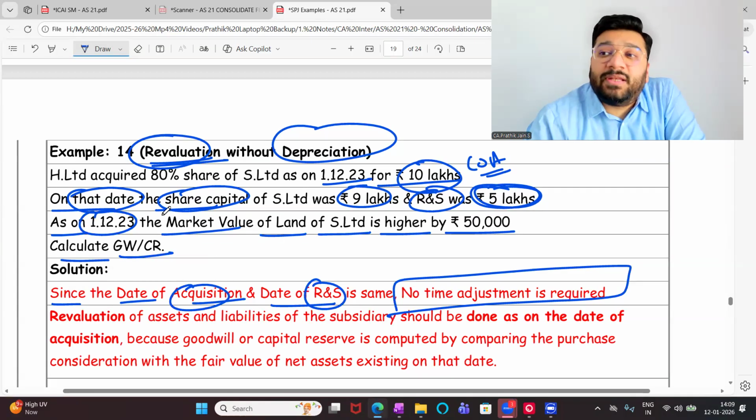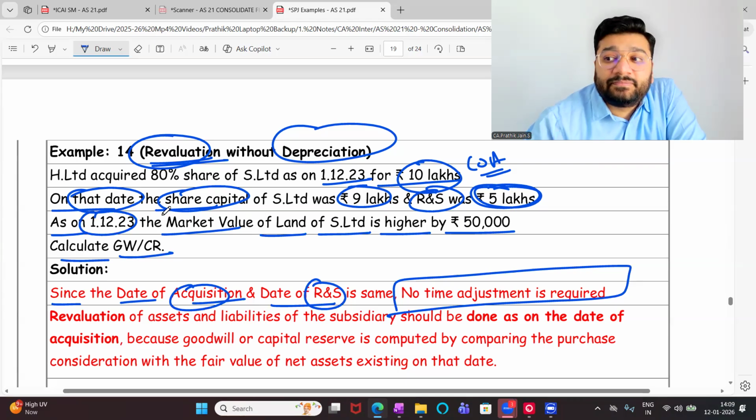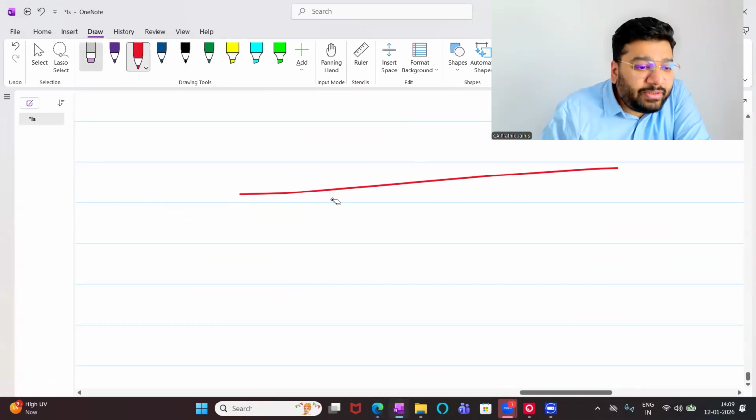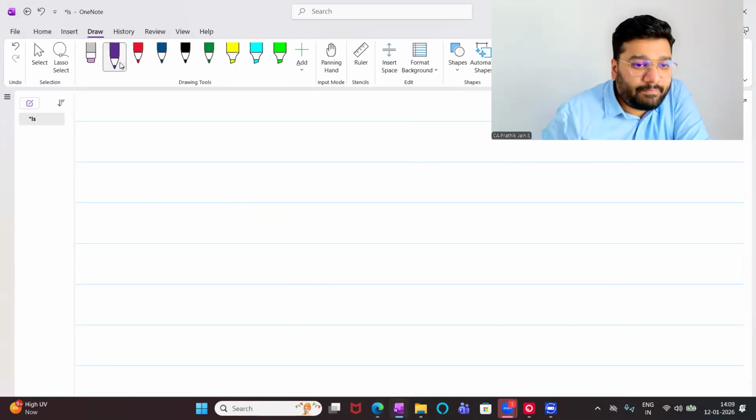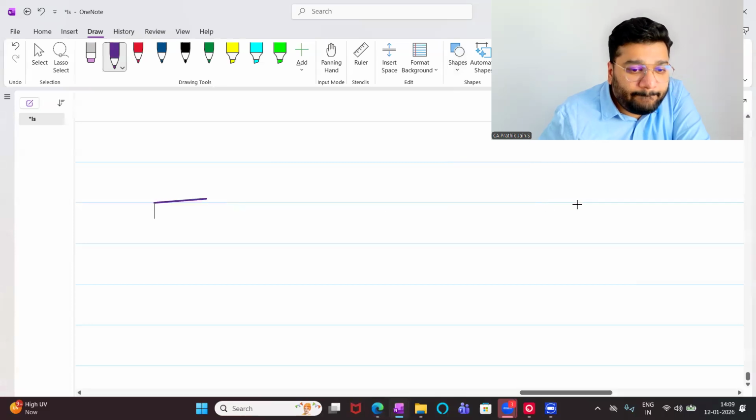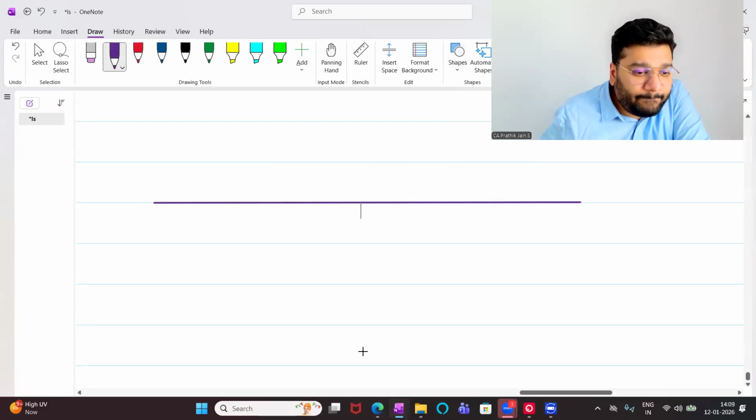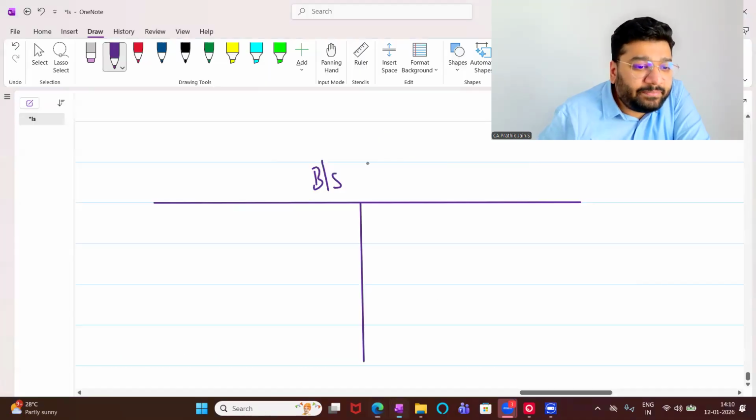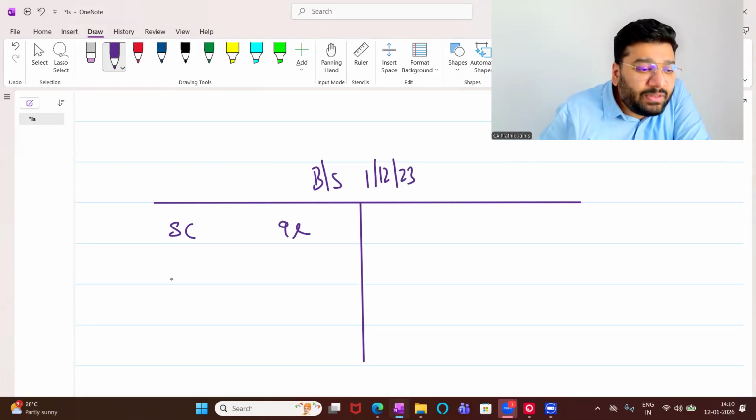If I may ask you, what is the share capital of the subsidiary company? 9 lakh. What is reserve and surplus of the subsidiary company? 5 lakh. I'm opening the balance sheet here. This is the balance sheet as on acquisition. When is acquisition done? 1/12/23. Share capital is 9 lakh. Reserve and surplus is 5 lakh.